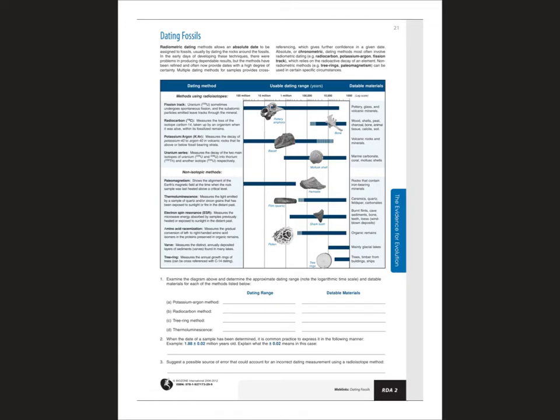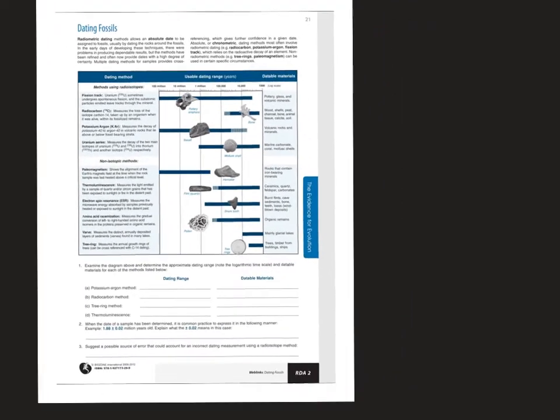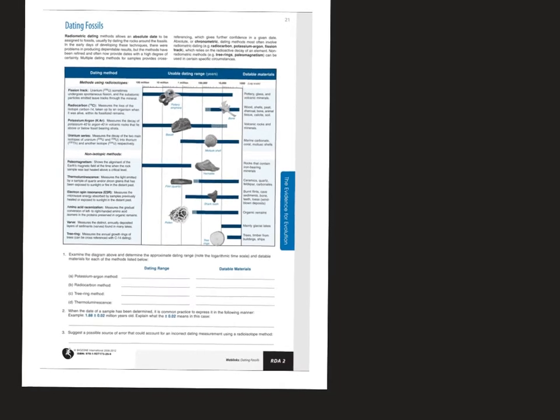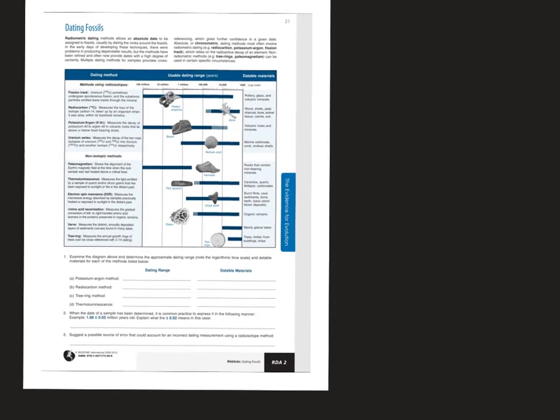So, when we're talking about dating fossils, again, this page seems fairly straightforward, but I want to make sure that you understand some of these terms. Let's start with fission track. Fission is the process by which an atom breaks up into two separate atoms, and the protons and the neutrons. The nucleus is unstable, and when it breaks up into two smaller atoms.